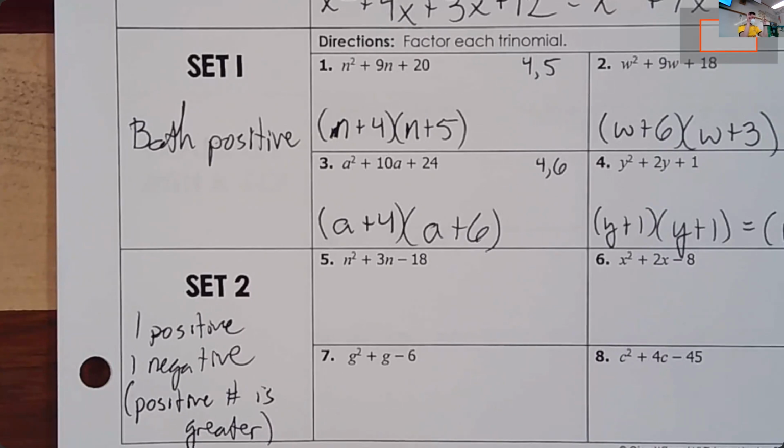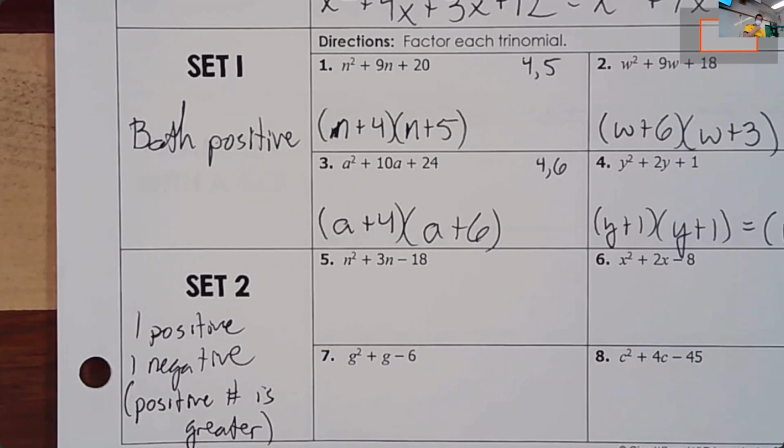I'm putting air quotes around greater, just because positive is always greater than negative, but we're specifically talking about absolute value, right? The positive number is further away from 0. And so when you add two numbers together, one positive and one negative, and the one further away from 0 is the positive one, the result of the addition has to be positive.